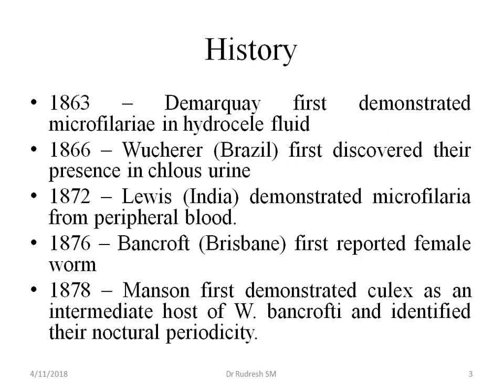Bancroft from Brisbane first reported the female worm in 1876, and that is why the name of the parasite goes with his name. And Manson was the first person to demonstrate Culex as an intermediate host of Wuchereria bancrofti, and also he identified the nocturnal periodicity of the microfilaria in the peripheral blood.